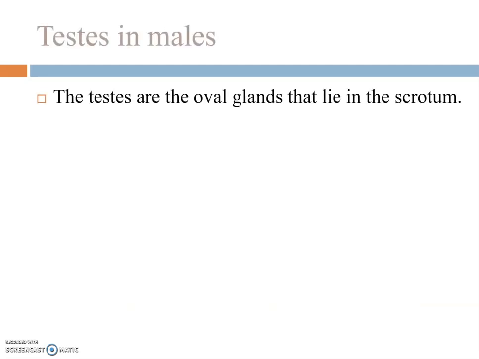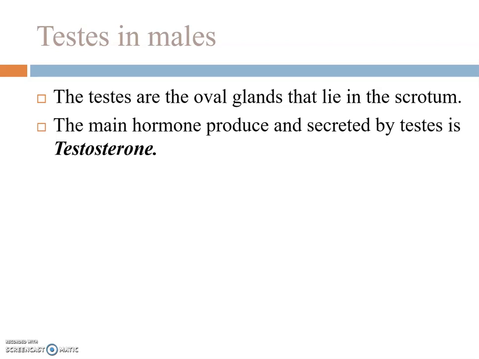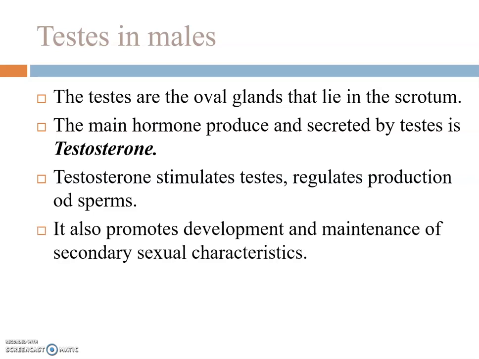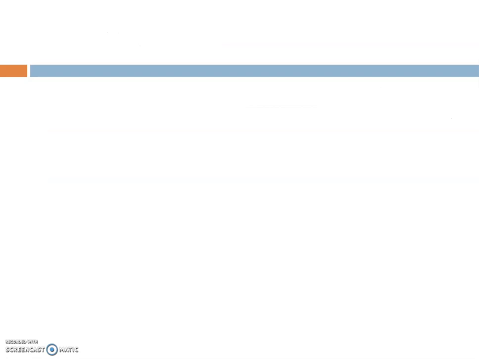Testes in males. The testes are oval glands that lie in the scrotum. The main hormone produced and secreted by the testes is testosterone. Testosterone stimulates the testes, which helps in regulation and production of sperms. It also promotes development and maintenance of secondary sexual characteristics.